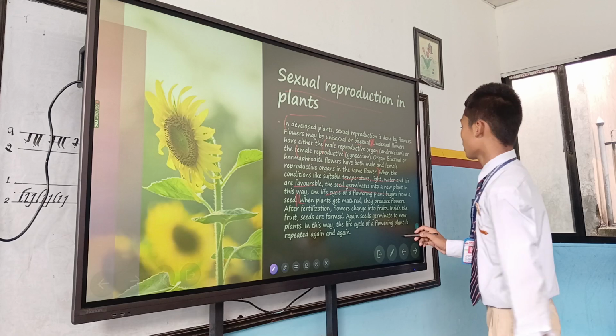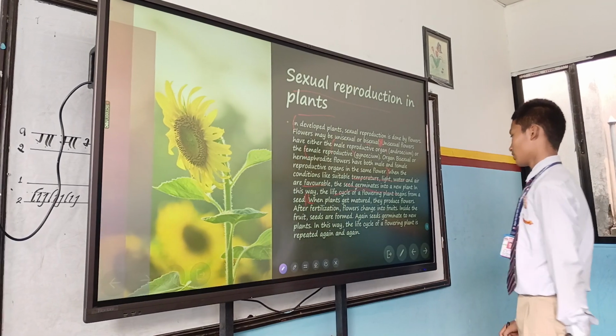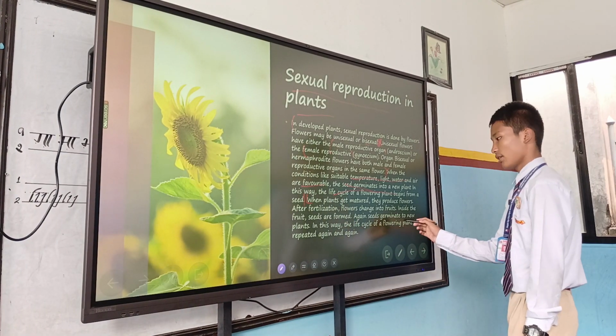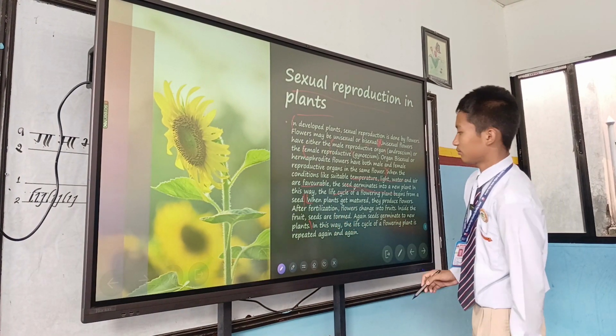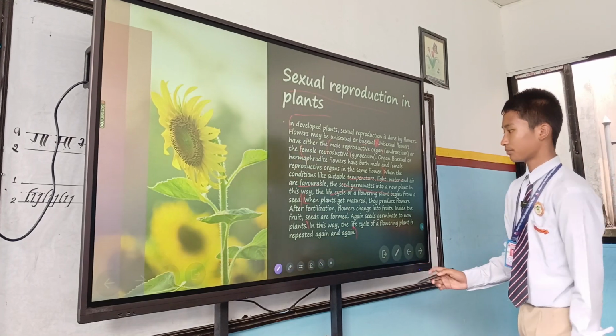When plants get mature, they produce flowers. After fertilization, flowers change into fruits. Inside the fruit, seeds form again. Seeds germinate into new plants. In this way, the life cycle of a plant is repeated again and again.